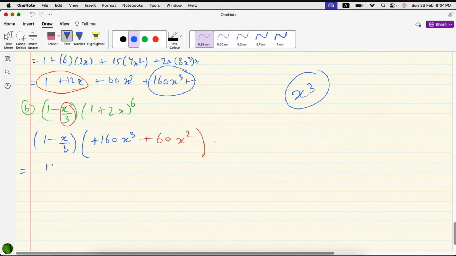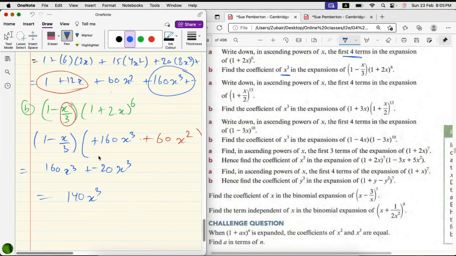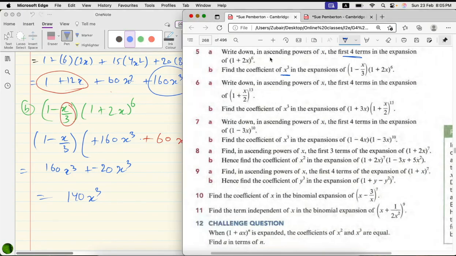So 1 into this is giving me 160x cube. And I'm leaving the other 1 into 60. Then I'm getting negative 160 by 3. Sorry, this is x4. So we leave that. So this multiplies with this, 60 by 3 is 20, negative 20x cube. So finally 140x cube. So write down in ascending powers first four done. Coefficient of x cube in this case is 140.